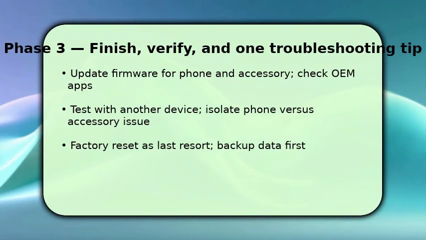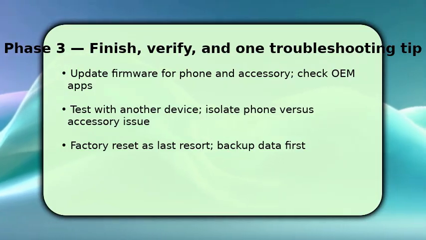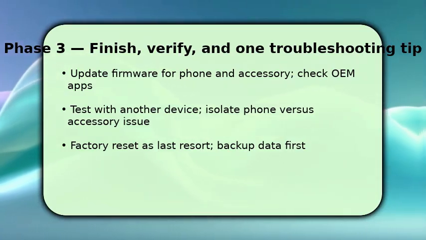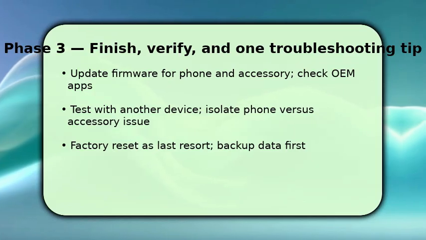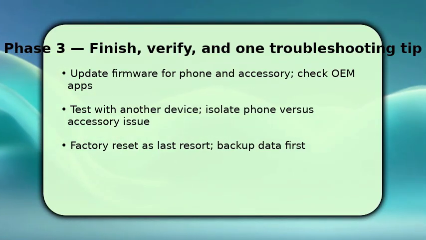Finish by updating both phone and accessory firmware, since manufacturers push fixes for disconnect bugs. Also check any OEM Bluetooth or accessory apps for settings updates. Test the accessory with another phone to isolate whether the problem is the accessory or your device. If you still see drops, disable background apps one at a time to find conflicts.